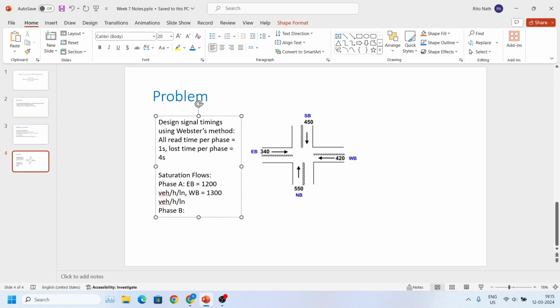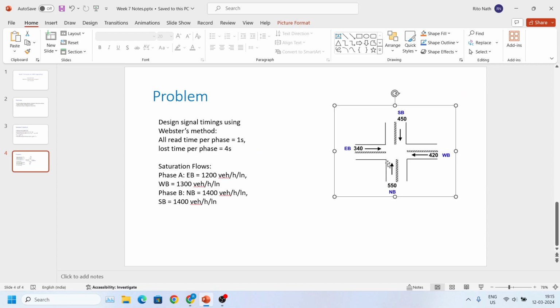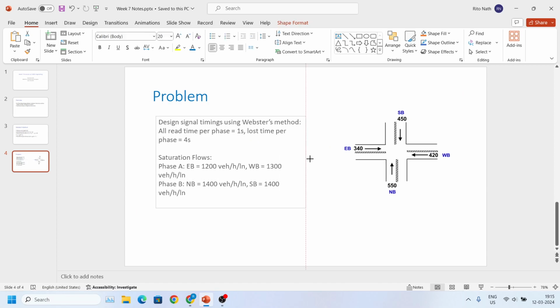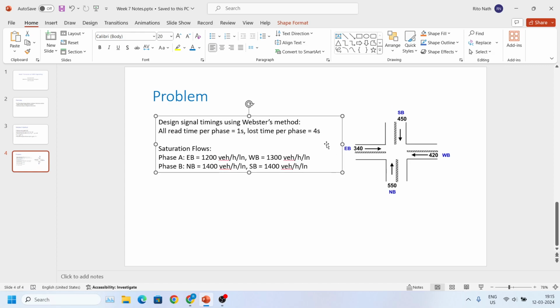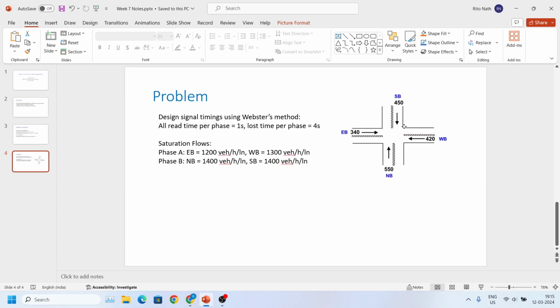you have this northbound, which is 1400 vehicles per hour per lane, and for southbound, you have again 1400 vehicles per hour per lane. So this is the entire problem data. So let's push it this way. Okay. So this is given to you.